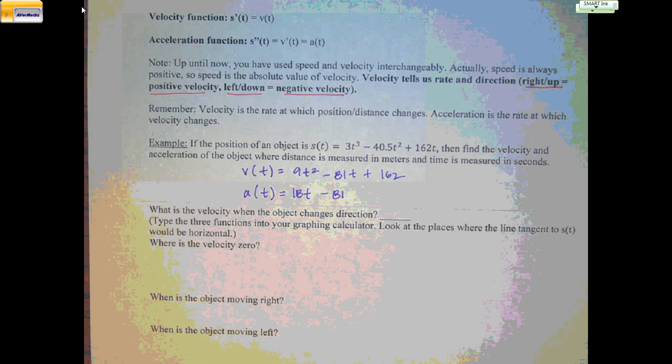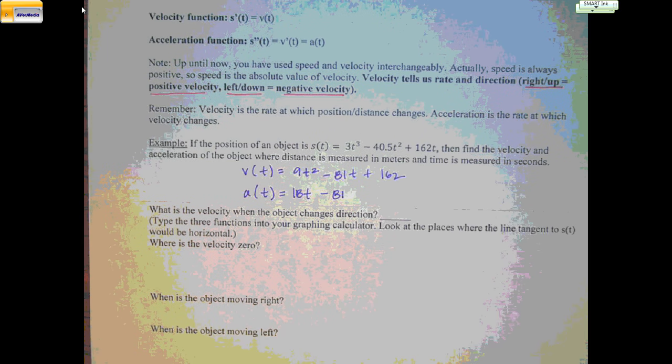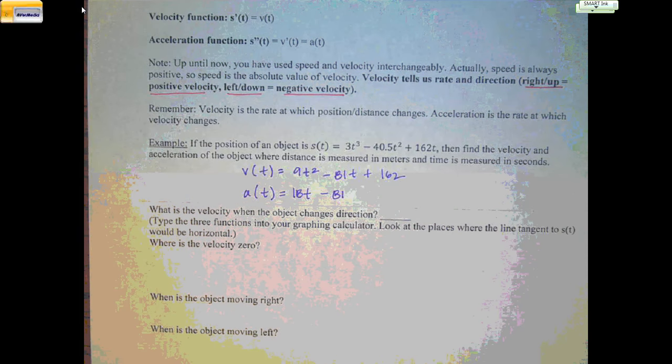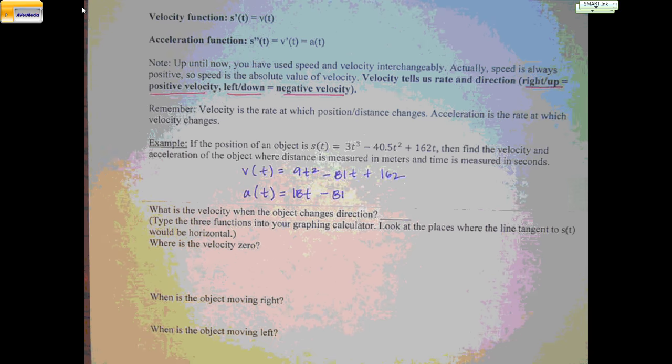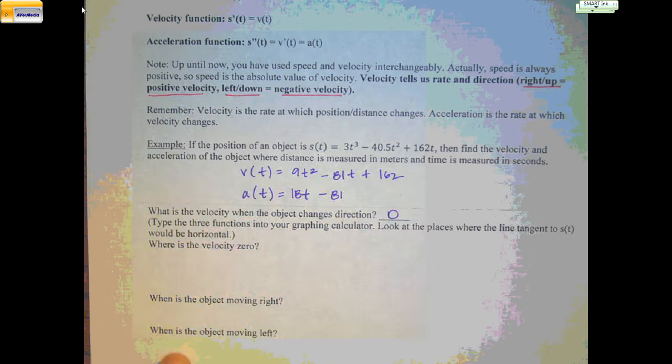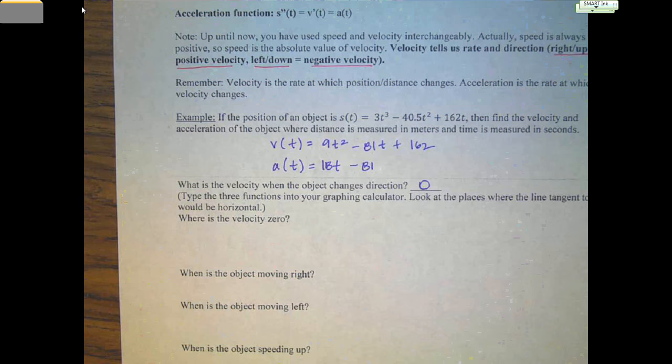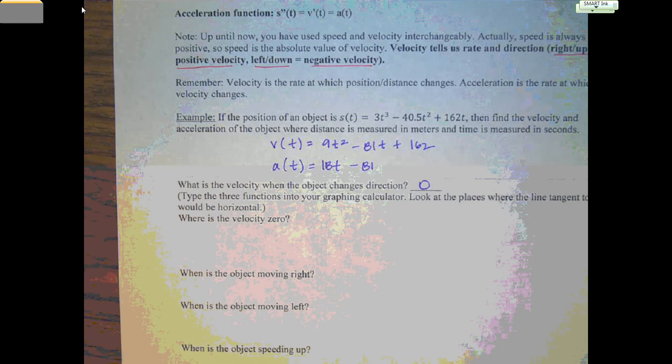Next, what is the velocity when the object changes direction? Now think about this. Picture yourself back in field day, elementary school, you had to do all these different events, and one of them was the relay race. You'd get together with your friends, you'd have a team, and you'd run to the end and touch a line and come all the way back. At the point where that kid goes down and touches the line, what's his speed when he touches the line? 0, because he's changing direction. When that kid touches that line before he turns around, right at that point, he has no speed. He has stopped and he's turning directions.